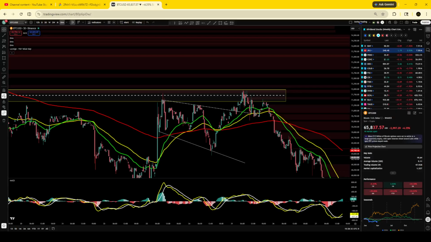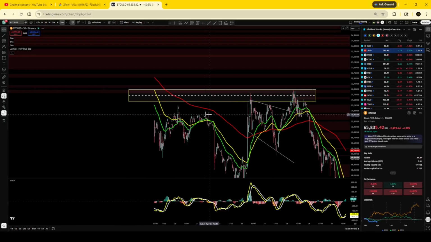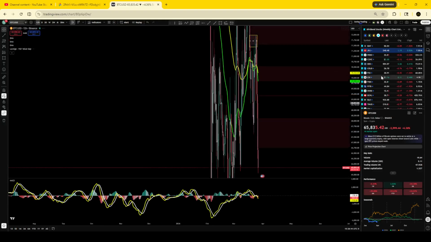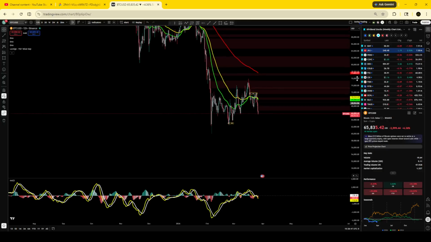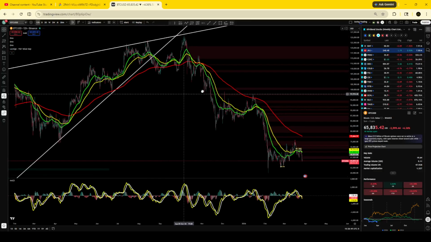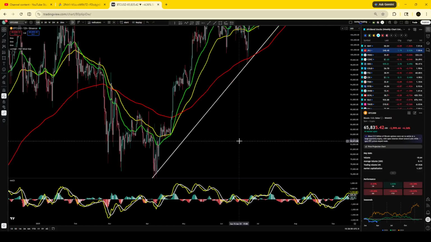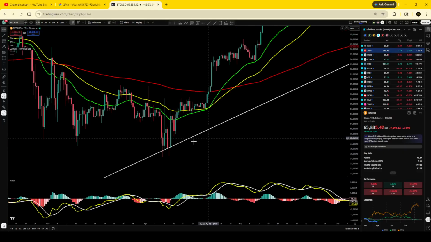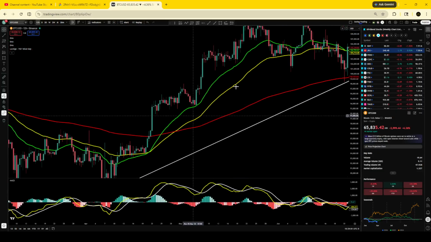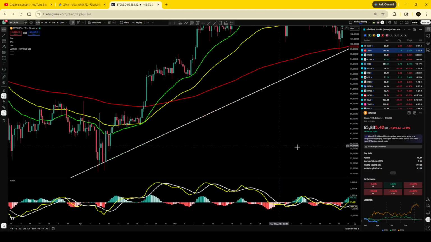If this, then that. Let's simplify everything. If price is in an uptrend, look for support to buy. Oh wow, that don't look too good. So we're looking at this right here. It's clearly in the uptrend. Bitcoin on the 12-hour is clearly in the uptrend. So if price is in an uptrend, look for support to buy.